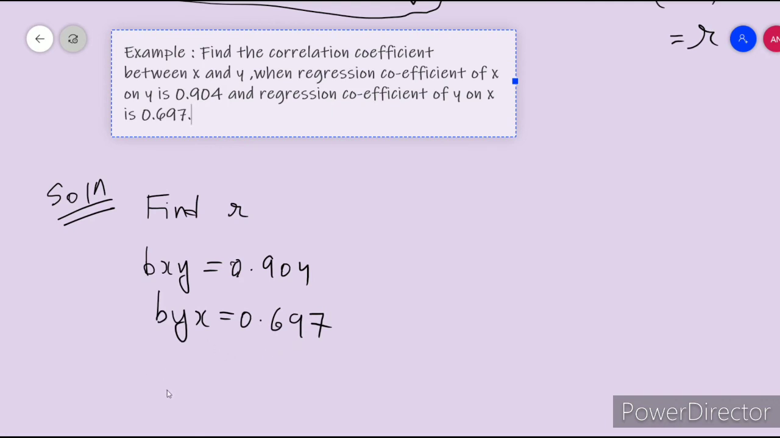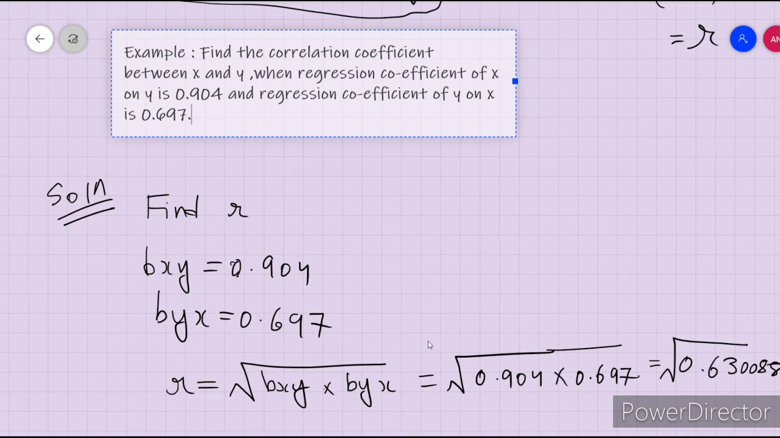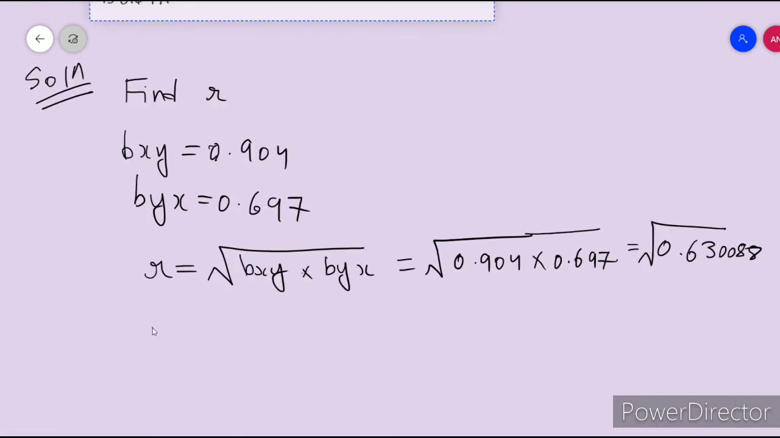So we already have established the relationship that the correlation coefficient is nothing but the geometric mean of the two regression coefficients, which is the square root of bxy multiplied by byx. We just substitute the values. We already know the regression coefficient of x on y and of y on x. So this gives us the square root of approximately 0.630088. So therefore your r value, or your correlation coefficient, is equal to 0.79. So that relationship is important.